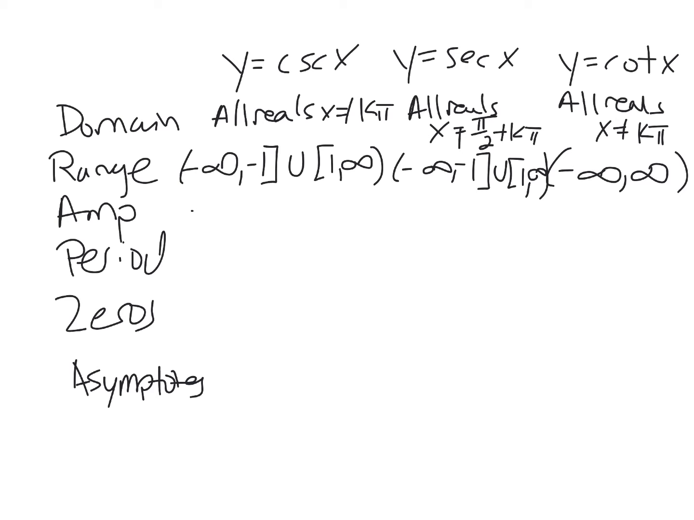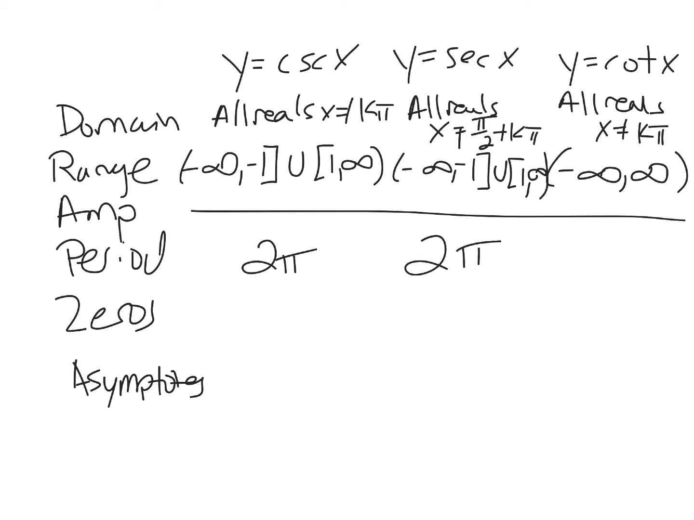No, amplitude's undefined for all these. So I'm just going to put a line through it. If you want to write something down, it's not defined. There's no amplitude with any of these three. Period for all of these. Period for secant and cosecant is 2 pi, just like their reciprocals, and then pi for cotangent.